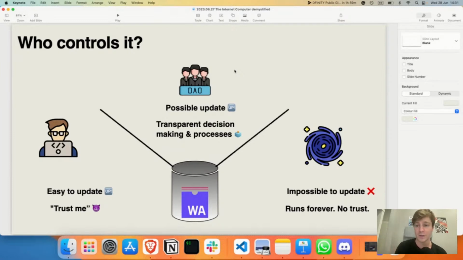You can have something that is completely transparent, where people have to justify why they do something, not just push a button and then we have to deal with the consequences. And I think that's going to be the most used and interesting model for controlling canisters on the IC. It's essentially this DAO approach, the fact that you have another canister controlling your canister.